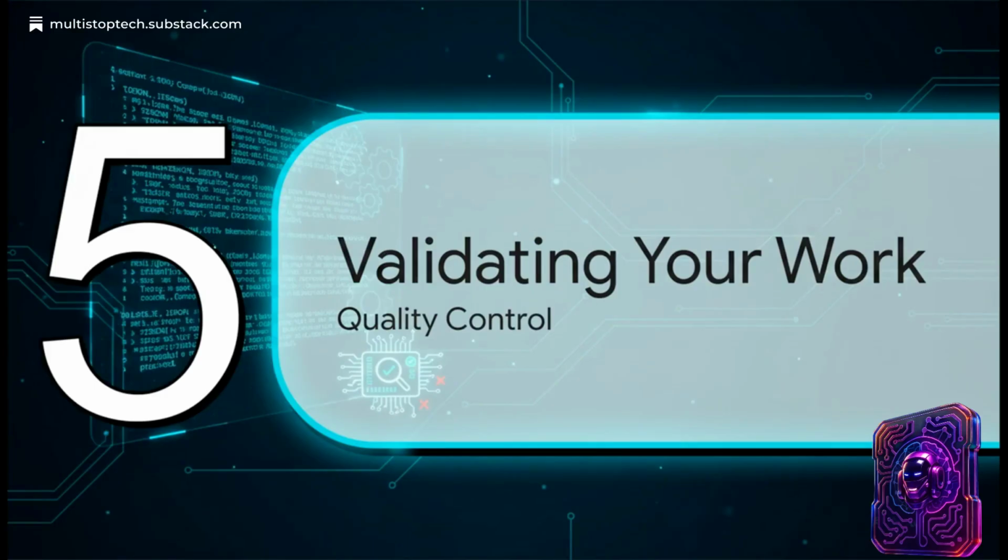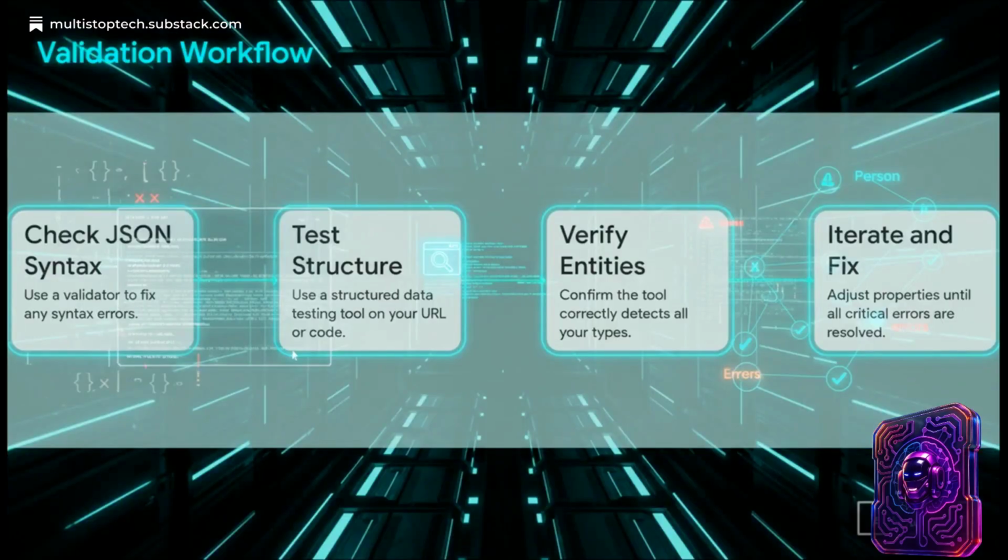Okay, we've built our structure, which is awesome. But like any good builder, we have to inspect our work. It is time for some quality control to make absolutely sure the machines can read our code without any problems. And trust me, this 4-step check is not optional. First, you make sure your JSON syntax is perfect, because I'm telling you, a single misplaced comma can make the whole thing unreadable. Then you run it through a structured data tester.